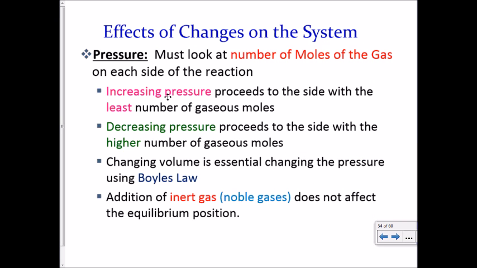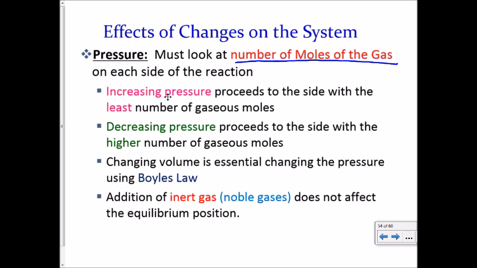All right, pressure. There are lots of things to look at with pressure. First thing you need to look at is the number of moles of gas, because the only thing that's going to exert a pressure is that gas. So look at the number of moles of gas first. That's important. Decide how many moles of gas you have on your reactant side and how many moles of gas you have on your product side. Decide that first before you even look at which way it's going to proceed.